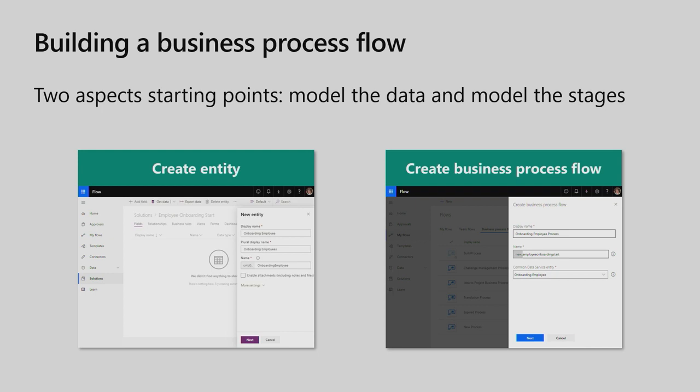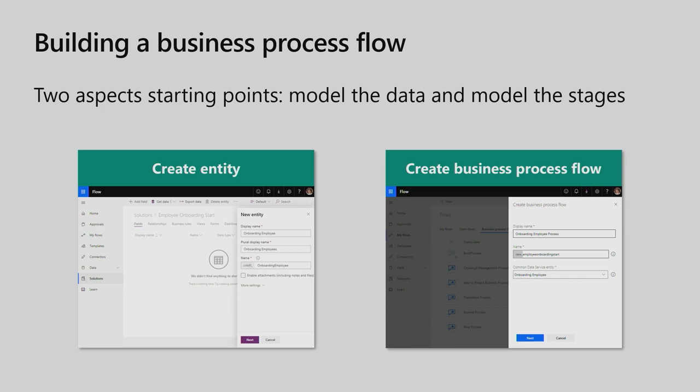Well, some of the things I may need, for example, is, who's the hiring manager? What department are they in? Do they have a starting location? Are they going to be remote or are they going to be local? These are the types of questions that you would ask as a part of an onboarding process. So what you can do is you can create an entity in the Common Data Service that has this information and then use that to model the business process using the business process flow designer that we have.